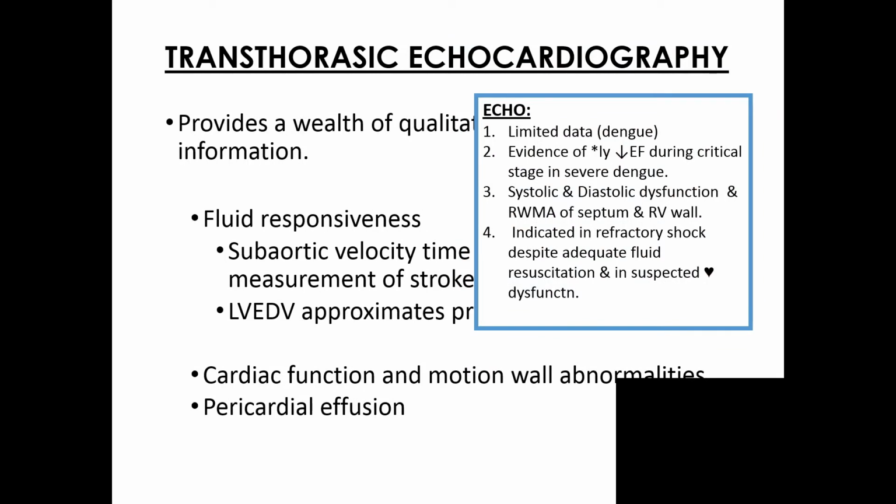Unfortunately, there is limited data on the use of echocardiography in patients with dengue. There is evidence of significantly reduced ejection fraction during the critical stage in severe dengue. Other than that, information regarding systolic and diastolic dysfunction, and regional wall motion abnormalities of the septum and right ventricular wall may be obtained, indicated in refractory shock despite adequate fluid resuscitation, and also in suspected cardiac dysfunction.